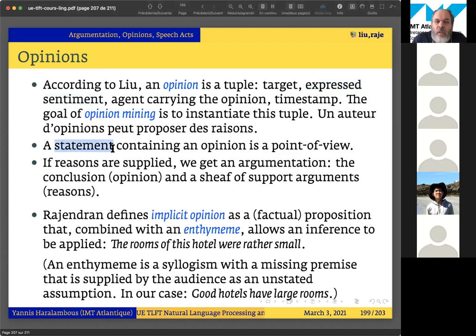A statement containing an opinion is called a point of view. And this point of view can be argued or not. So if it's argued, then you have the point of view, which is the conclusion, and then you have a sheaf of supporting arguments. So one or more arguments that are connected in some way or not.